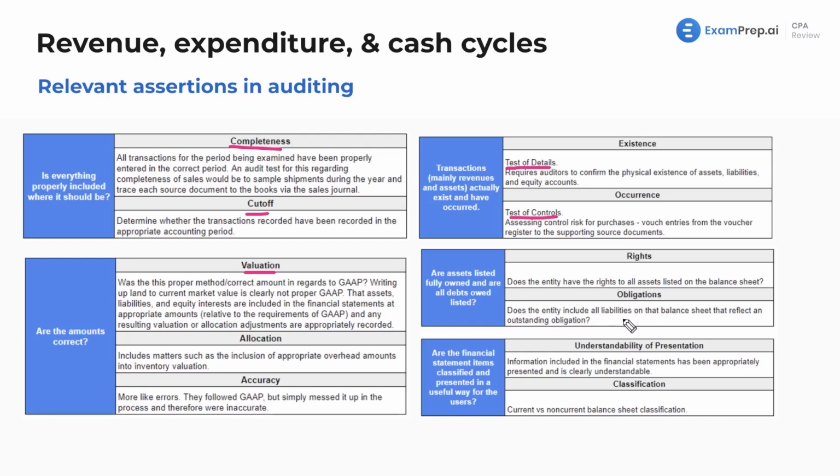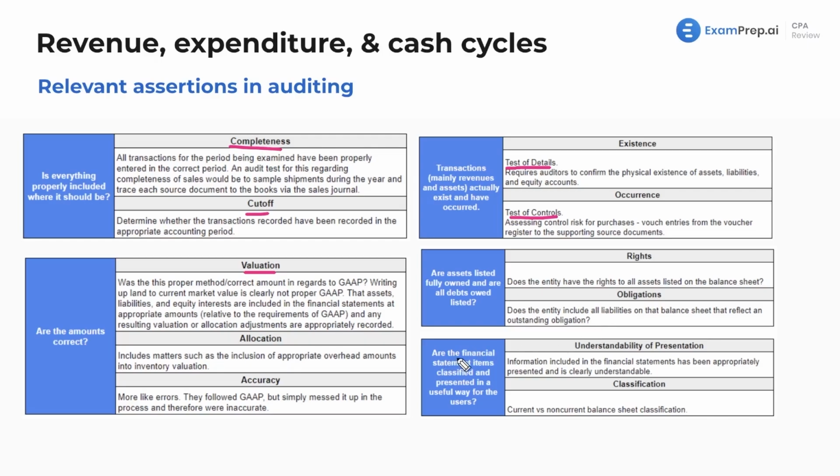Obligations, does the entity include all liabilities in the balance sheet that reflect an outstanding obligation? Maybe you're trying to hide a particular credit card balance for the company, or you owe some debt and you just didn't include that on the financial statements because you're trying to make it seem like the company doesn't have as much debt. That is a concern to be noted here.